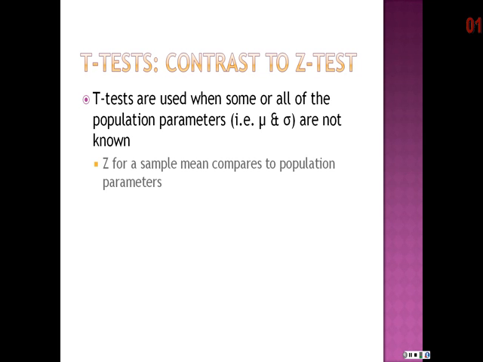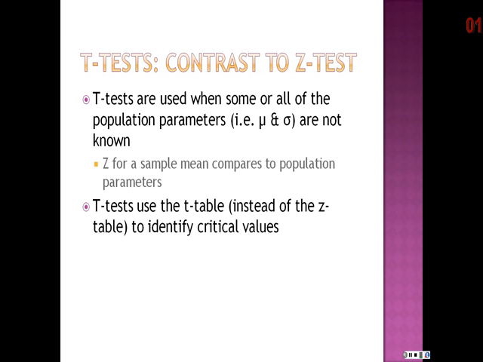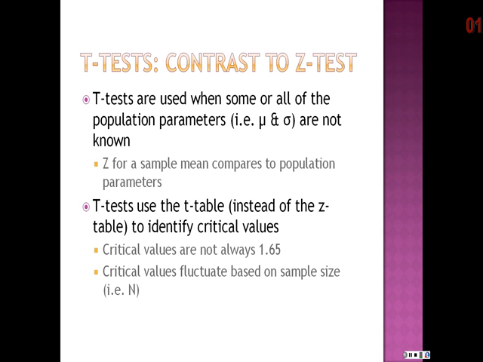So a z-score for a sample mean compares a sample to the population parameters. T-tests do something similar to that, except when some of the population parameters aren't there. And so for t-tests, we use a t-table to identify critical values, and you'll see what I'm talking about soon, instead of the z-table. And so instead of the z-table using the 1.65 cutoff for the z-scores, the t-table fluctuates based on sample size.